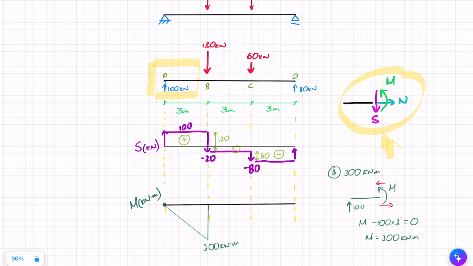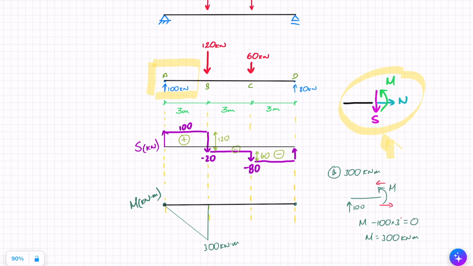If I continue to point C, I can do it in two ways. The easiest way is actually to go from point D backwards. At point D, I know that my moment is 0, and at point C, I know that I'm going to have 80 times 3, so 240.